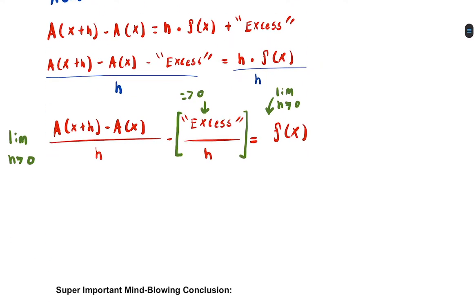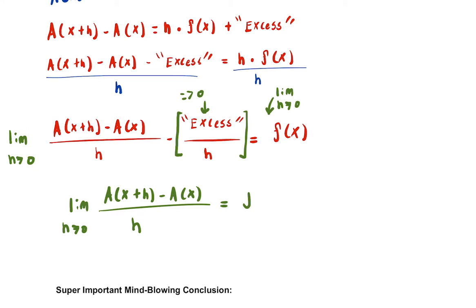And so what we're left with is that the limit as h approaches 0, and this is all going to click in just about 10 seconds here, of the area from 0 to x plus h, minus the area from 0 to x, over h, is equal to exactly f of x. And so what's the trick here? The trick is that this, you'll remember, is the limit definition of a derivative.